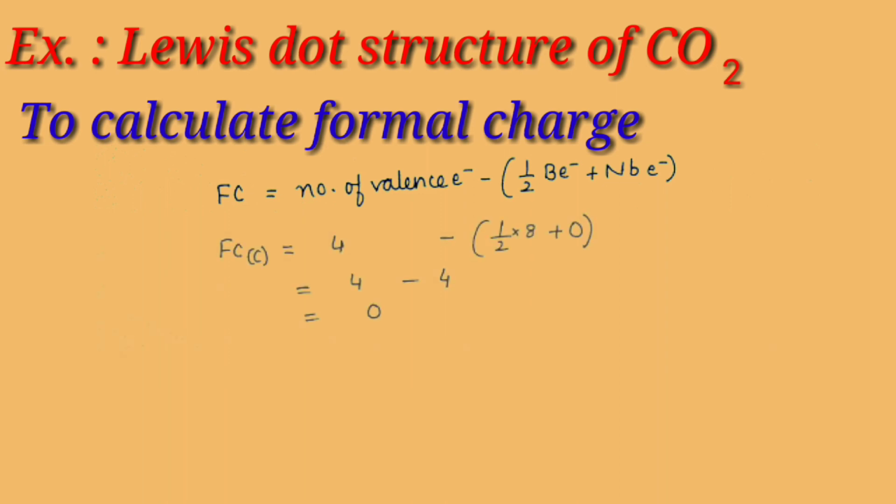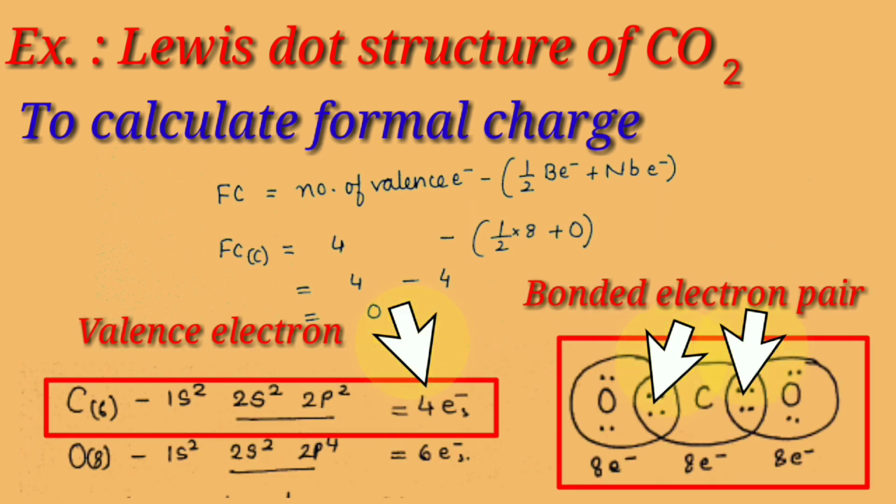Now, in case of carbon, formal charge of carbon is equal to number of valence electrons of carbon, which is 4, minus, in bracket, half of bonding electrons, that is 8, plus non-bonding electrons, which is 0. On substituting the values, we get 4 minus in bracket 1/2 of 8 plus 0, which is equal to 4 minus 4, which is equal to 0.